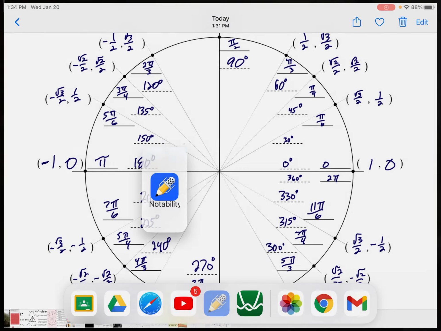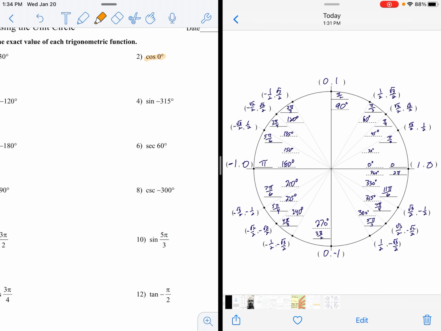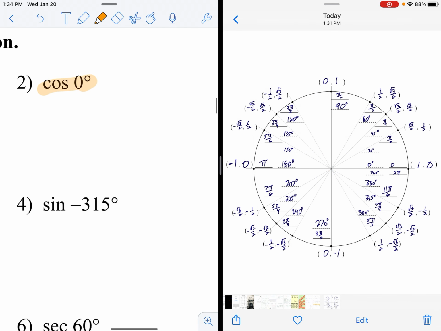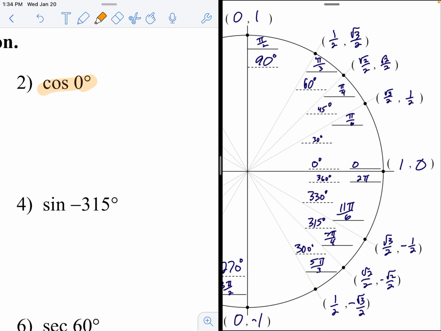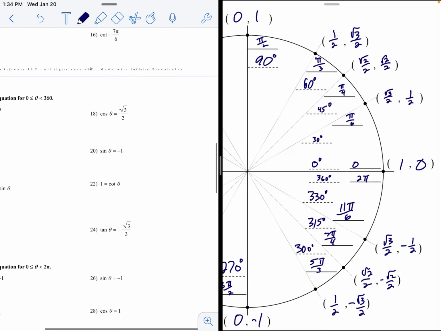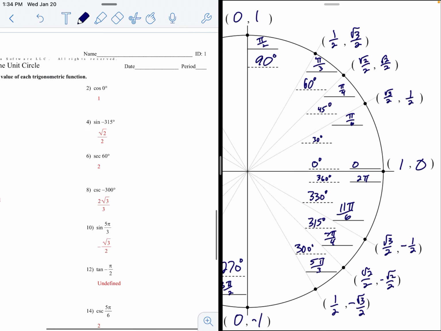And here's my homework. So here we go. What is the cosine of 0 degrees? 0 degrees is right here. Cosine is the x value. The x value is 1. That was easy. Do I need to check it? Number 2, the answer is 1.